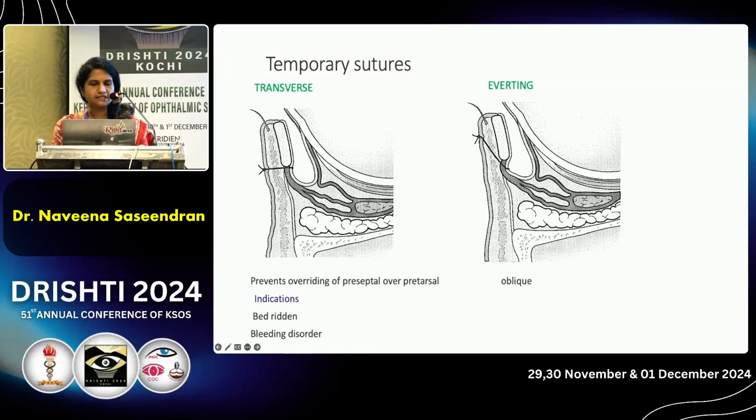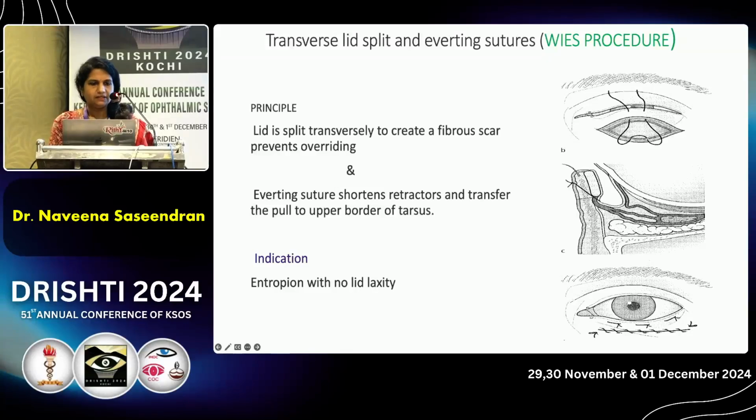And it is useful in case of spastic entropion. And in everting sutures, here it will take care of the lower lid retractors and also it will transfer the pull to the upper border of tarsal plate. If entropion is not associated with any horizontal laxity, then we have Wies procedure. Here the full thickness lid split is given transversely, which will create a fibrous scar that prevents the overriding. It is combined with everting suture, which will transfer the pull to the upper border of the tarsal plate.